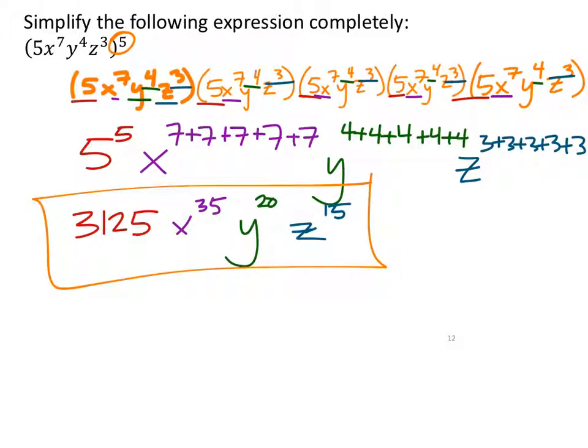So this is repeated addition, which we've already slightly discussed. And we could simplify that to be multiplication, right? That would be 7 times 5. And this would be y to the power of 4 times 5. And that'd be z to the power of 3 times 5. Again, those 5s come from this exponent from the original problem.